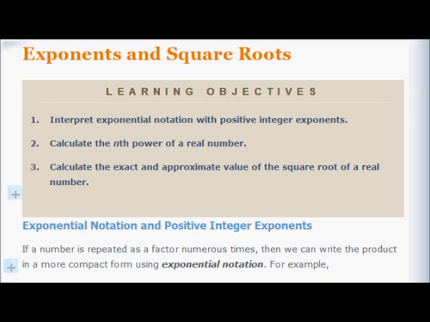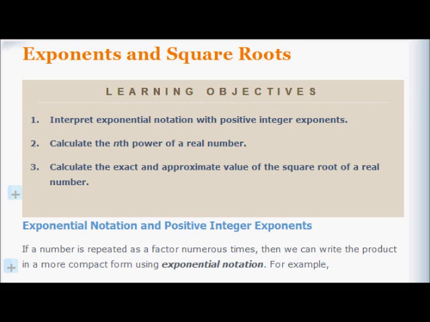Now we're at Section 6, Exponents and Square Roots. So we're going to learn how to interpret exponential notation with positive integer exponents. So exponents that are positive integers, like 1, 2, 3, 4, 5, 6, and so on. We're going to calculate the nth power of a real number, and the n in the nth power is just a number, like, for example, a positive integer exponent, like we were just talking about.